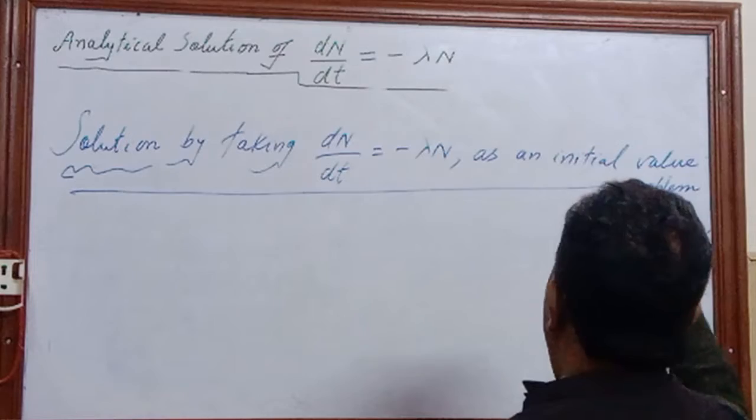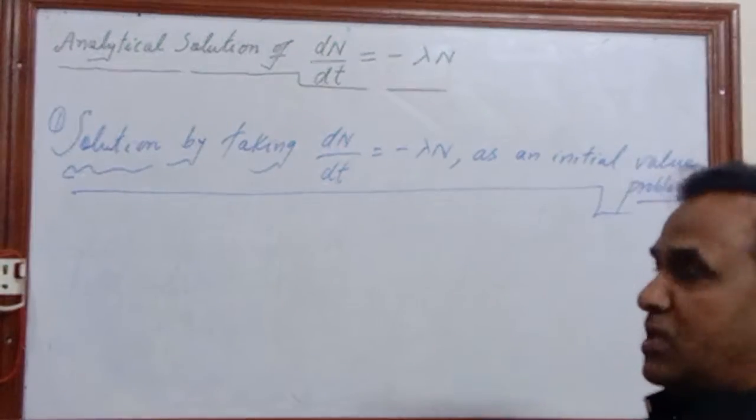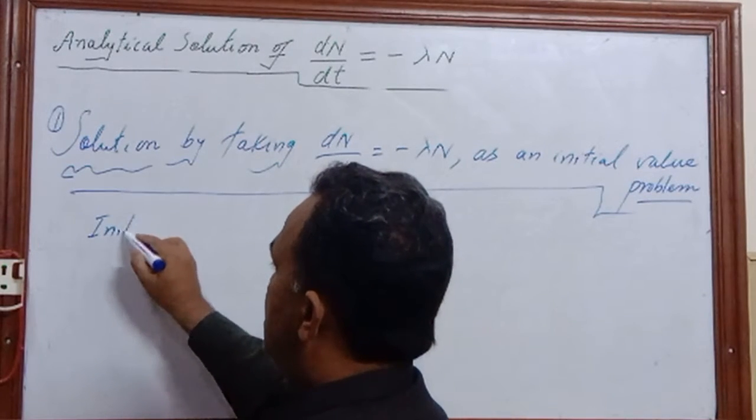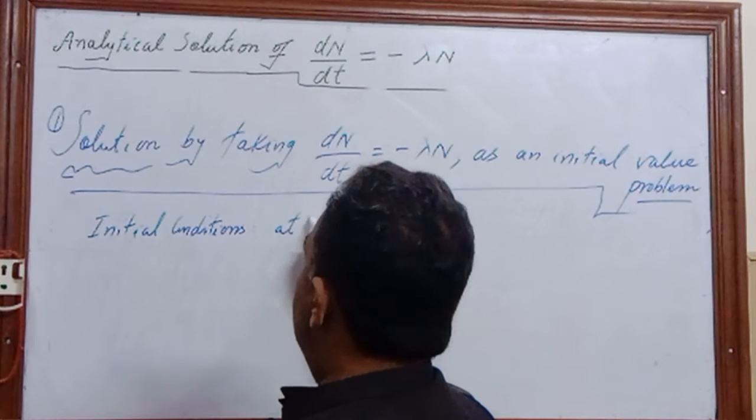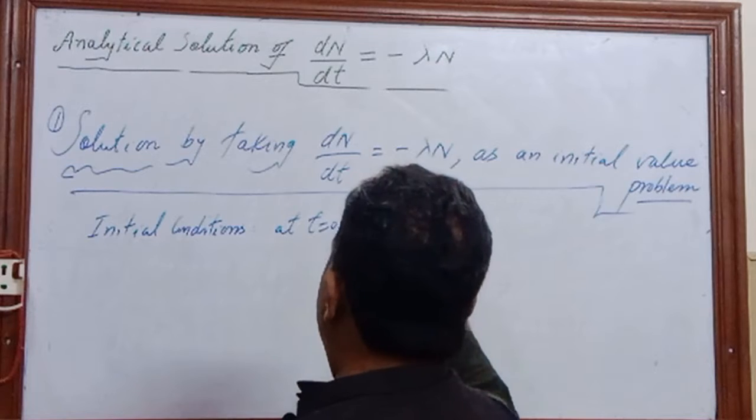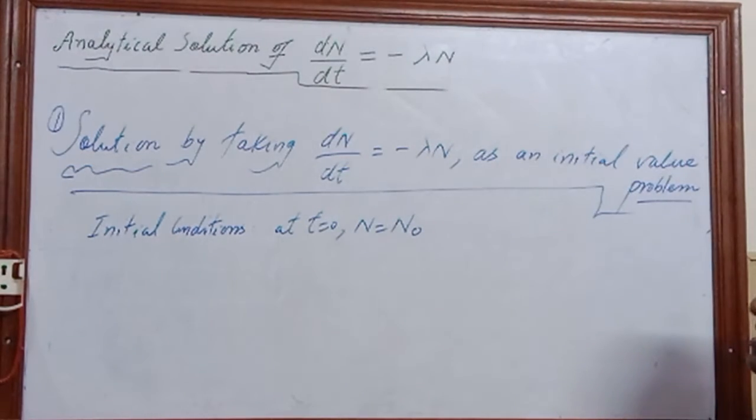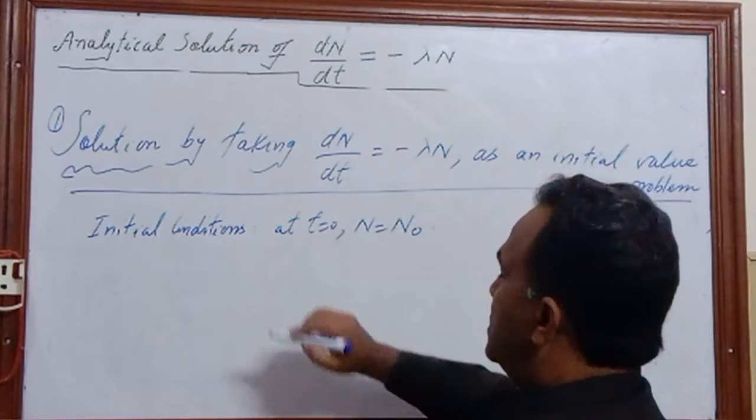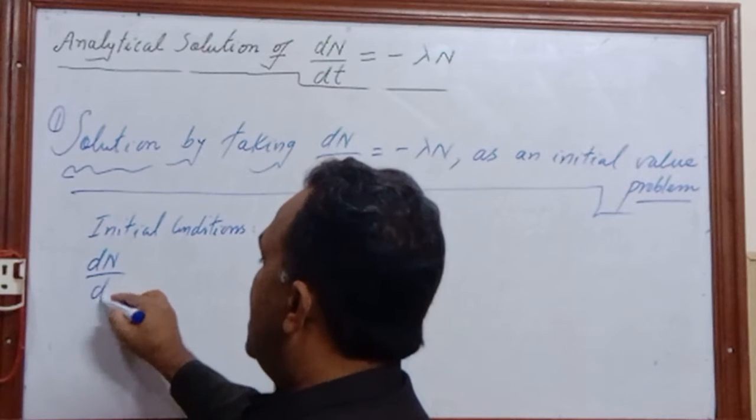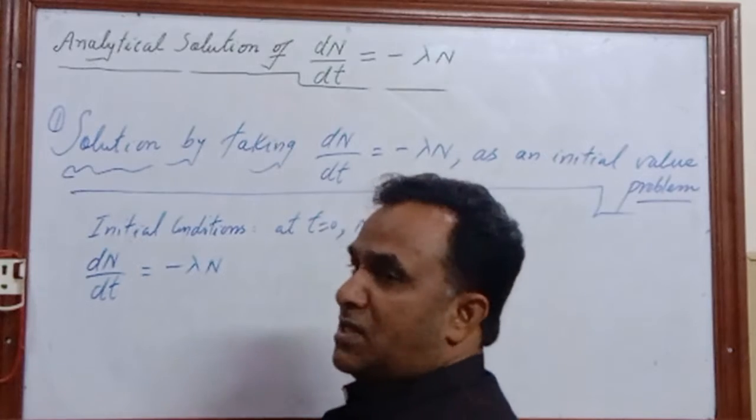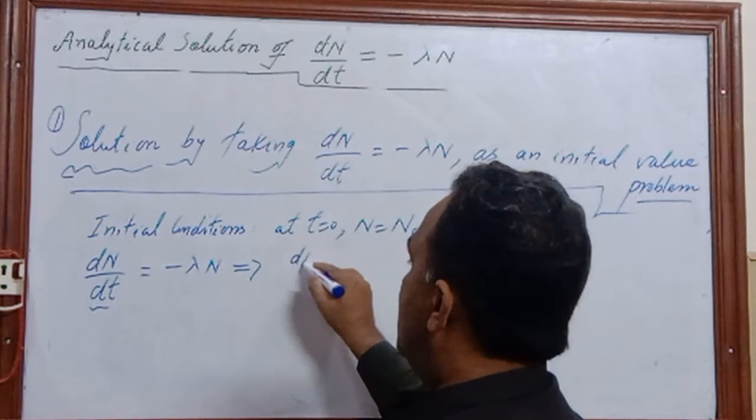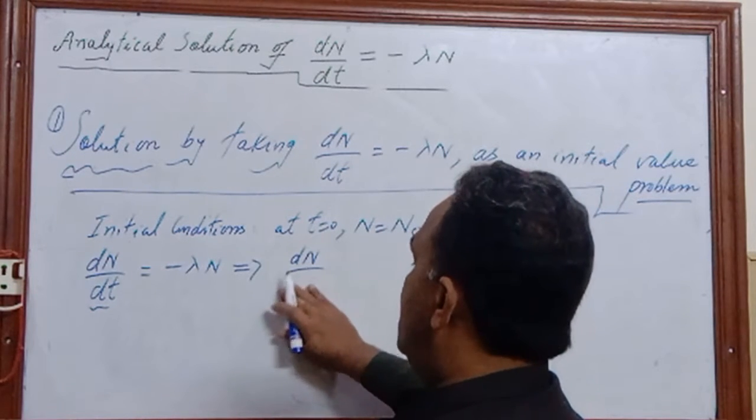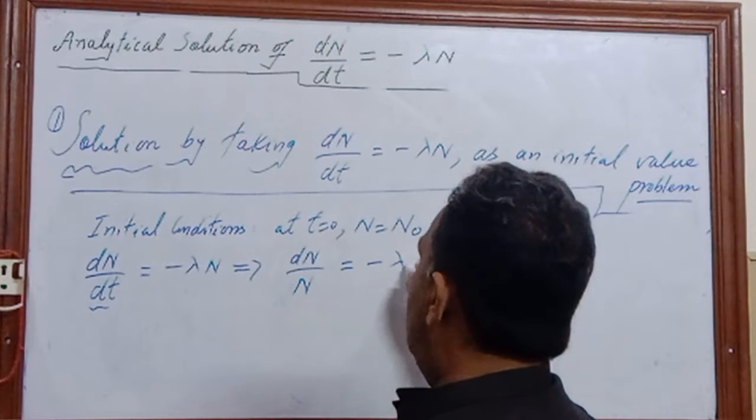So this is one way of solving this equation. Here the initial conditions are that at t equal to 0, N is equal to N naught. We can apply this initial condition to get the particular solution of the differential equation. For solving dN over dt, we shift capital N from the right side to the left side, and take the differential element dt on the right side. That is dN over N equals minus lambda dt.